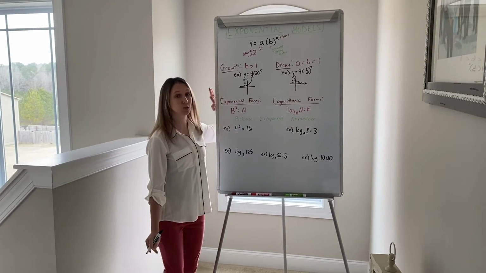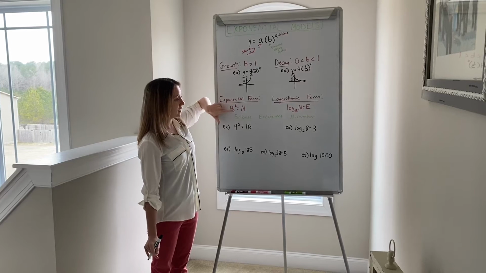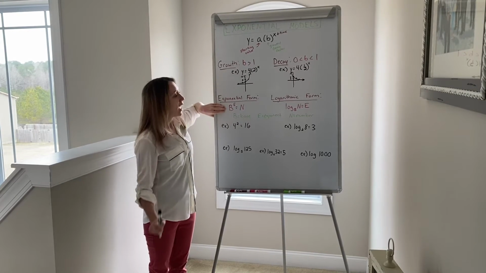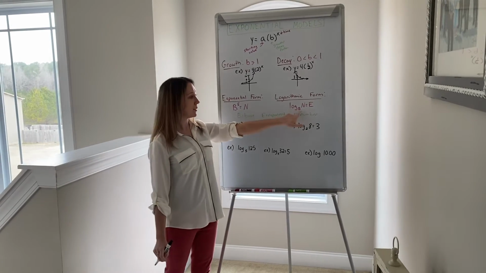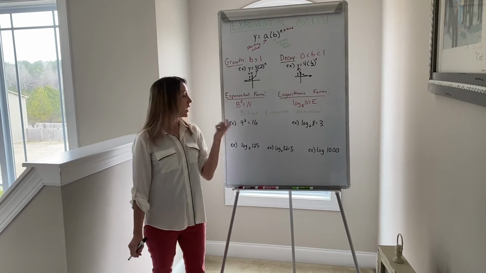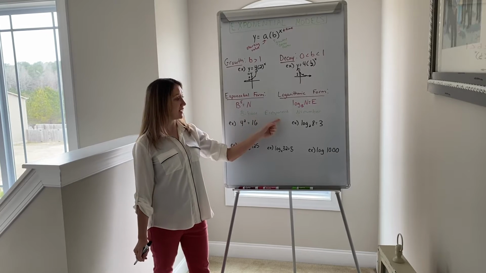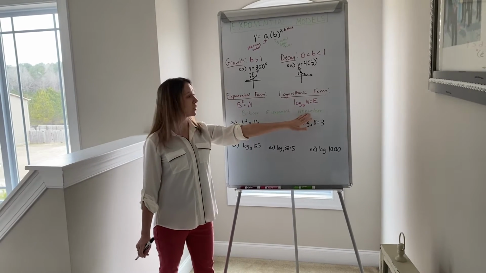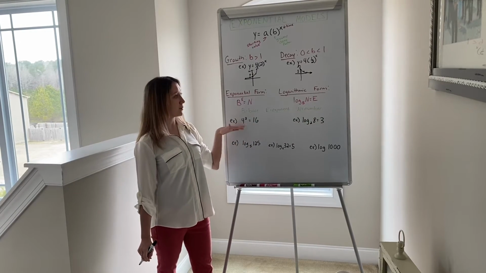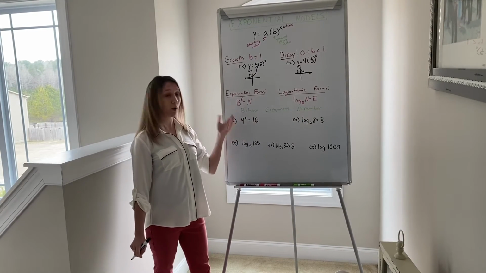Now this is exponential form, b to the e equals n, or ben form. And this is logarithmic form. So you can see there's still the same b, n, and e, but just in different order. Now the b stands for the base, the e stands for the exponent, and the n stands for the number. So sometimes you will have to go back and forth and convert from exponential to log or log to exponential. So we're going to do that now.